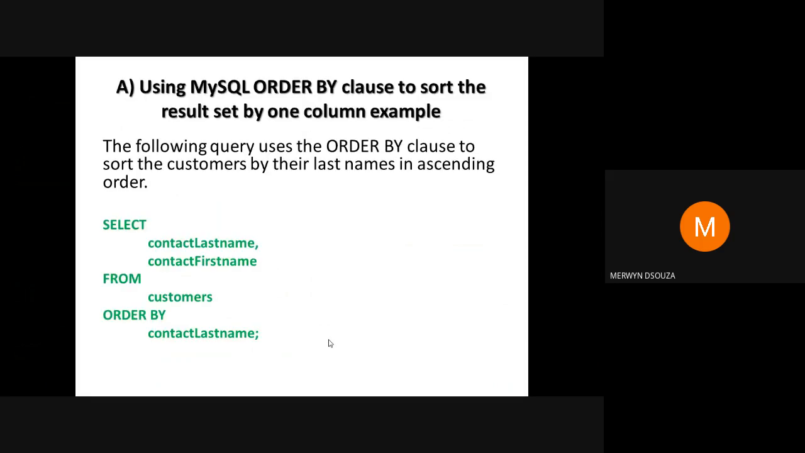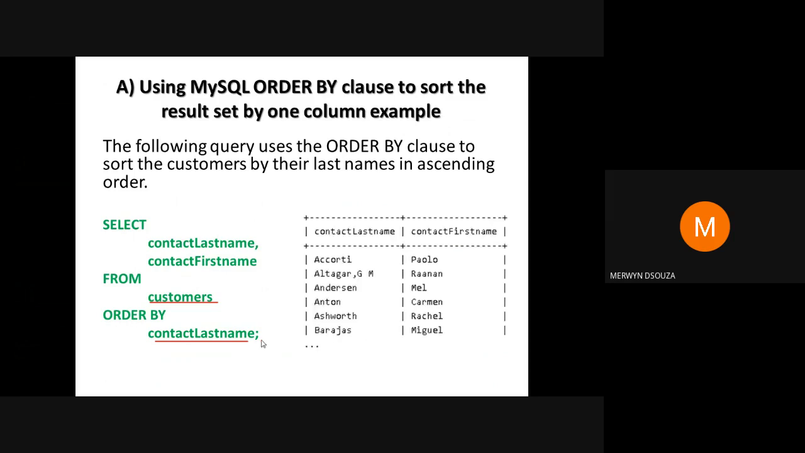Let's look at examples. The following query will use the order by clause to sort the customers by their last names in ascending order. The query is written as select contact last name, contact first name from the customers table, and we are sorting them by the last name. So we write order by contact last name. The output that will be displayed for this is something like this.